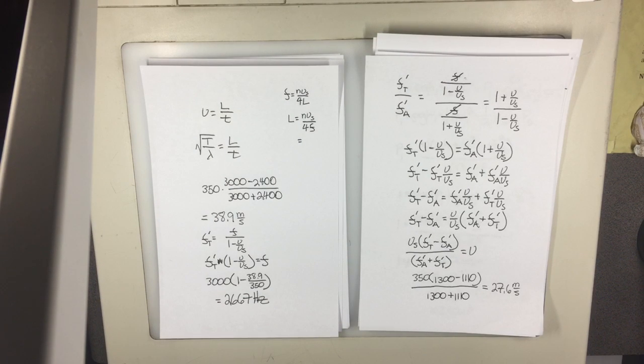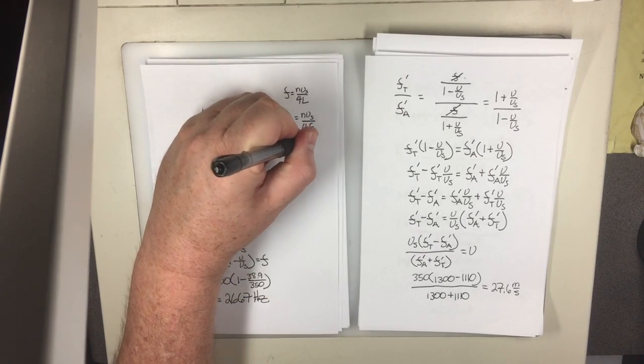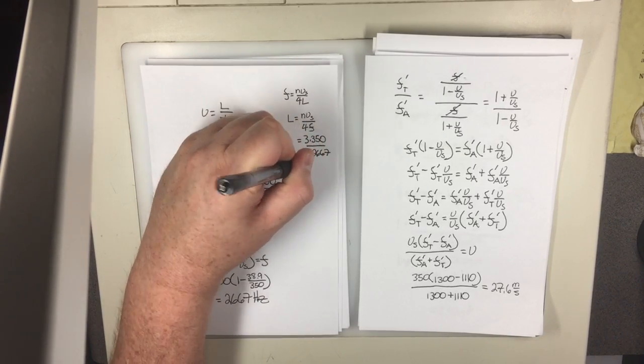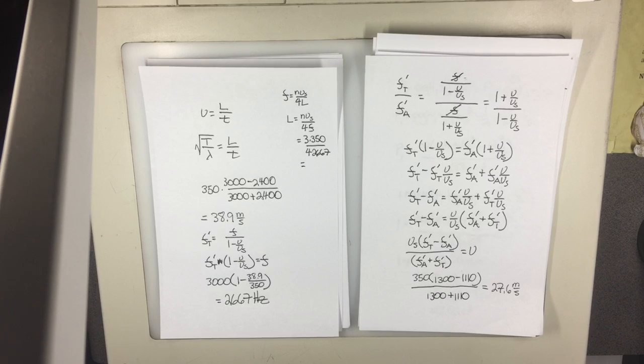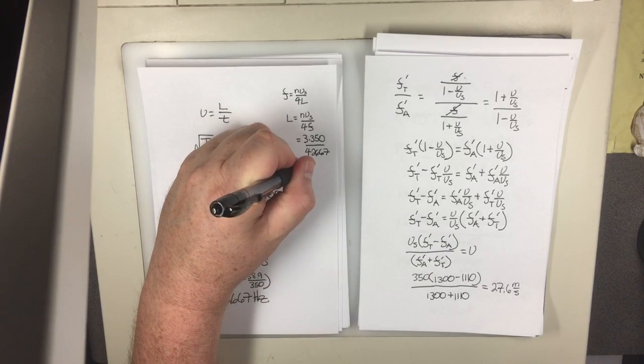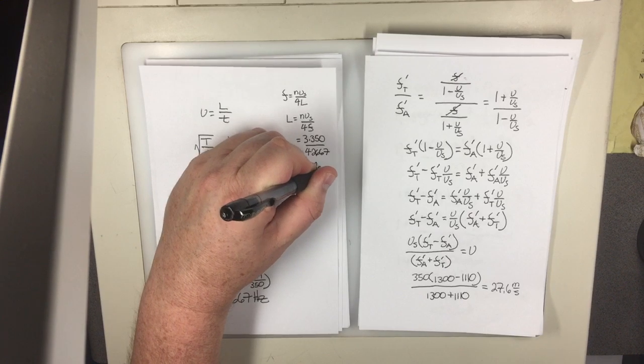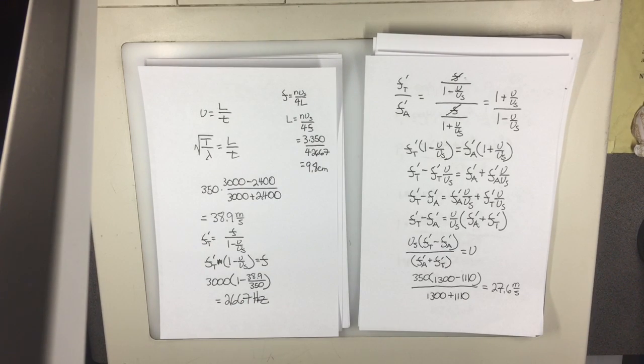Now it's the first overtone. So what is the N value for the first overtone for a half pipe? 3. So 3 times 350 over 4 times 2667. And I get a length of, writing it out in centimeters, 9.8 centimeters. I'll accept either of those units.